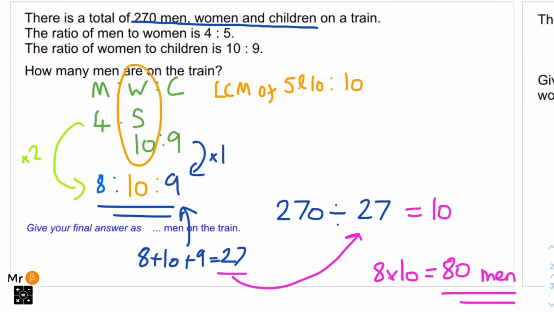Similarly, if you wanted to work out how many women are on the train, it'd be 10 times 10, which is 100. And finally, children, 9 times 10, which is 90. Again, we can check if we add those three answers together. Yes, we do get the starting sum of 270.